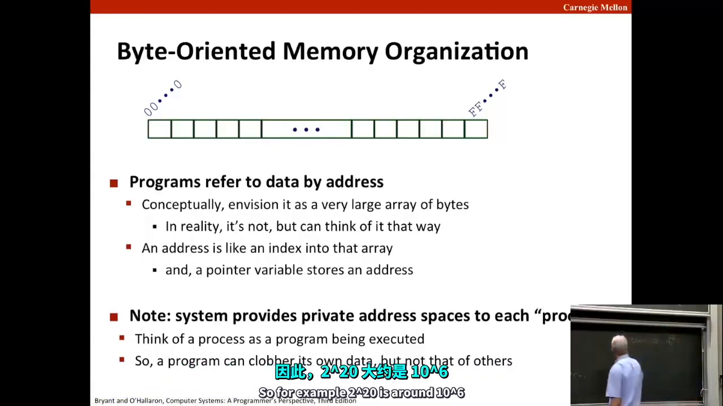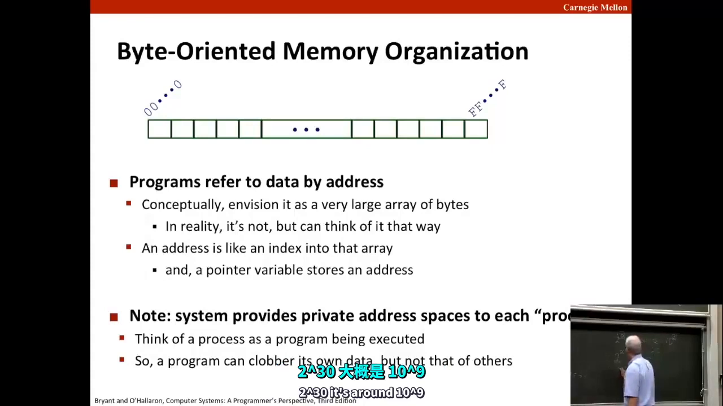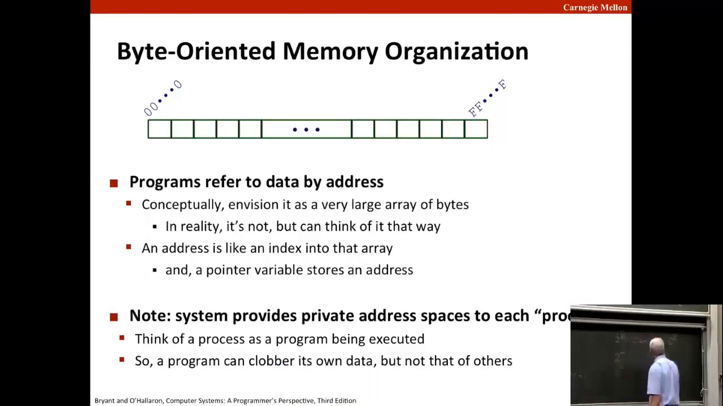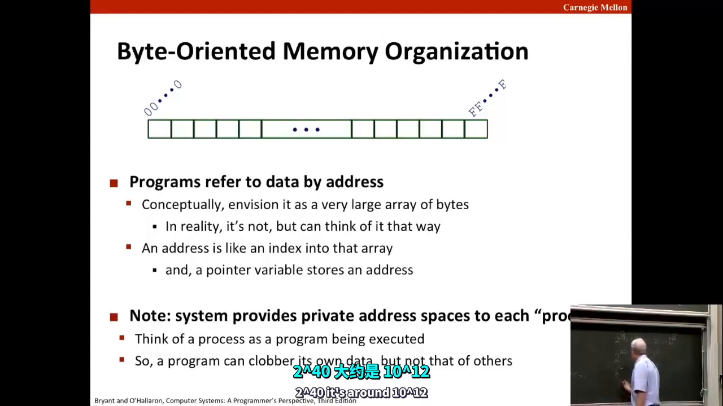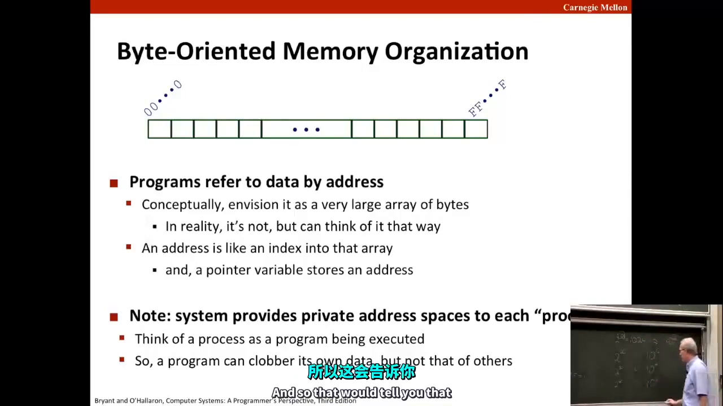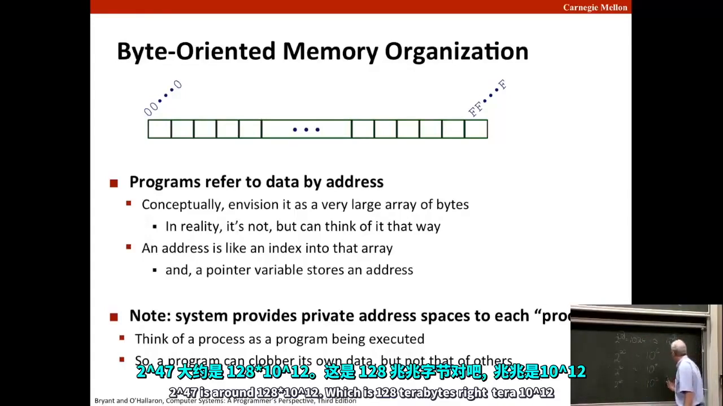So for example, 2 to the 20th is around 10 to the 6th. 2 to the 30th is around 10 to the 9th. 2 to the 40th is around 10 to the 12th. And so that would tell you that 2 to the 47th is around 128 times 10 to the 12th, which is 128 terabytes, right? Tera, 10 to the 12th.